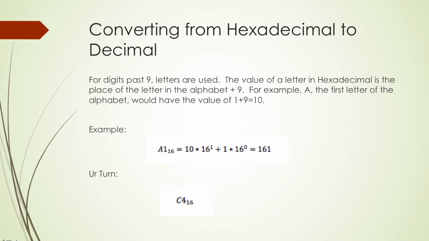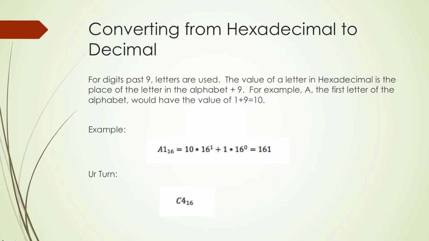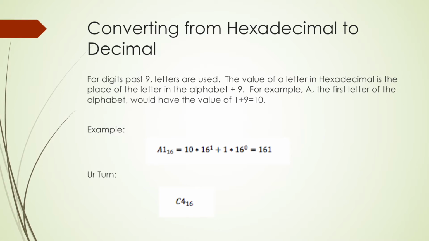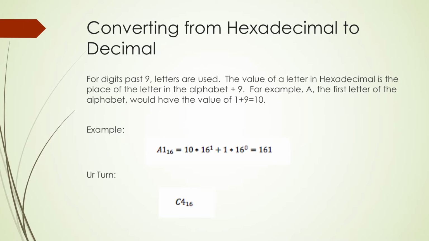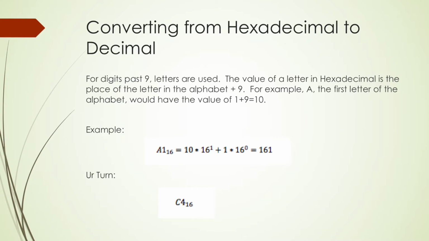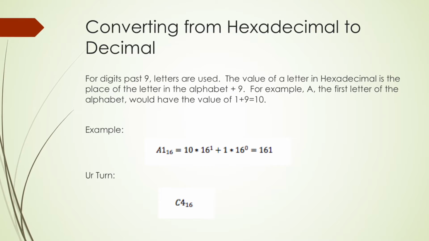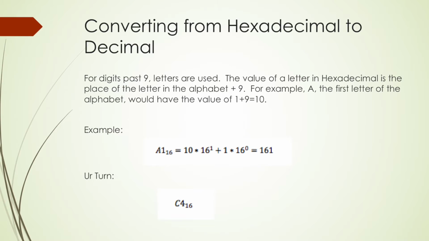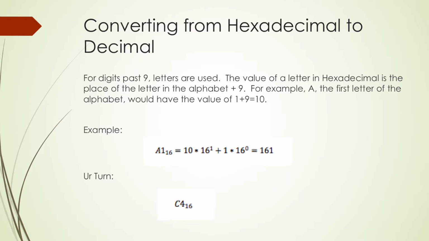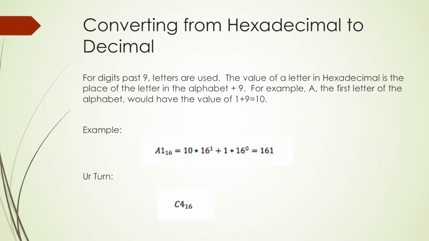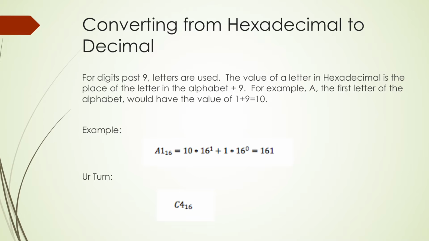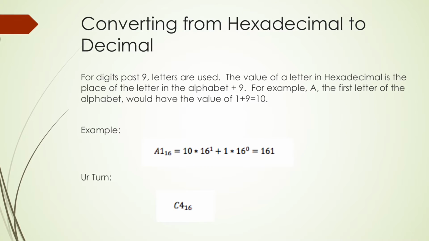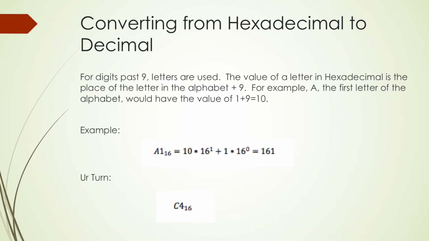Okay, so the example A1, base 16. The value of A is 10 because it's 1 plus 9. So 10 times 16, then plus 1 times 16 to the 0, so 161. Now you try the next example, C4 in hexadecimal, and convert that to decimal using the same method as in the previous example.